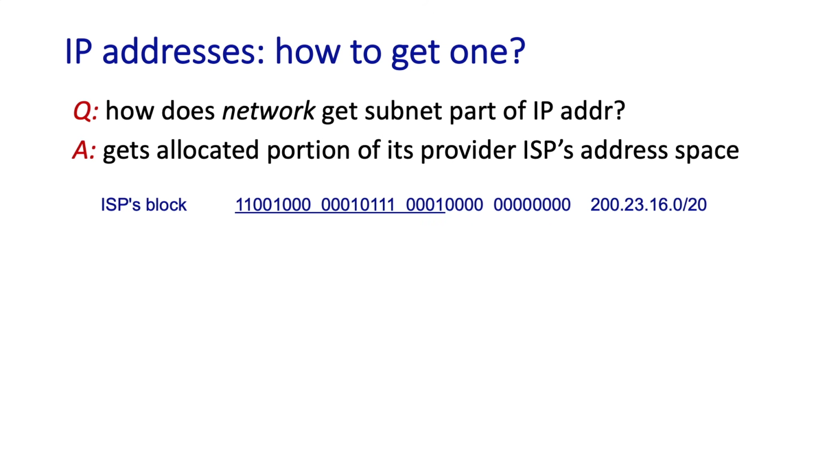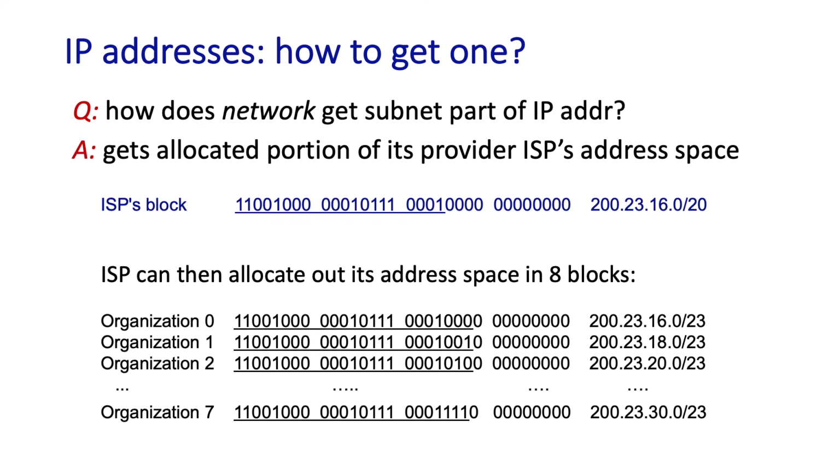In this example here, the higher level ISP has a /20 address range. This ISP could then, for example, divide its address space up into 8, say /23 address ranges, as shown here, and allocate each of these out to one of its 8 client networks.